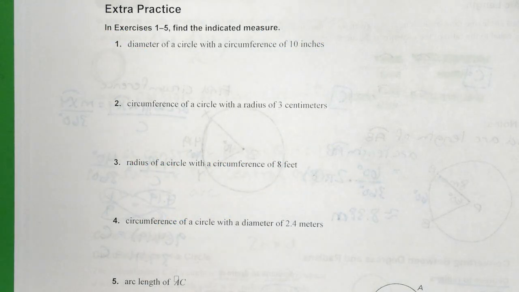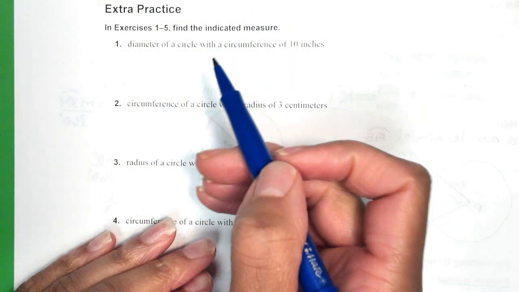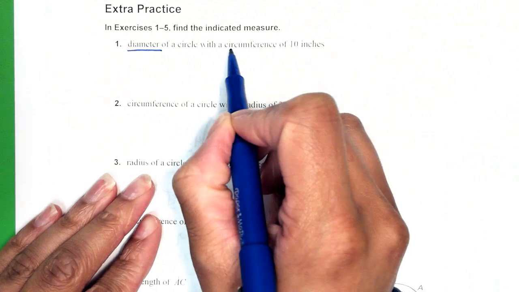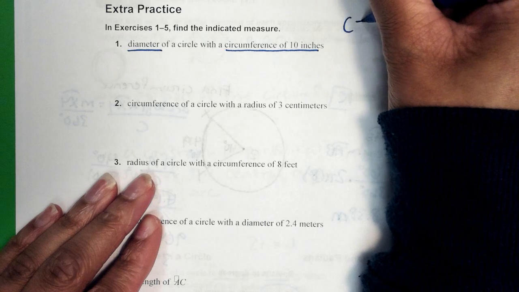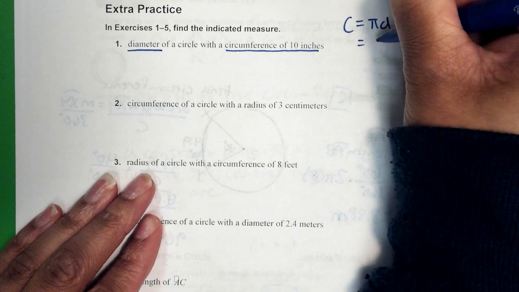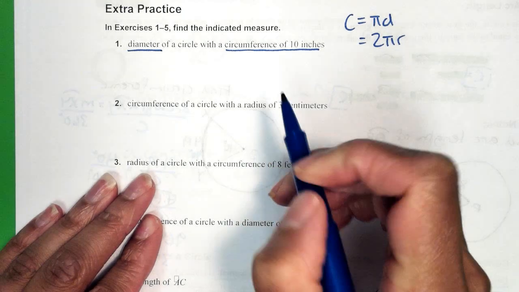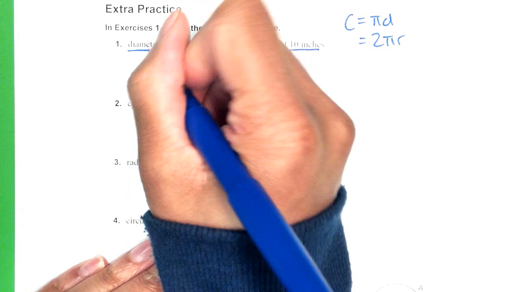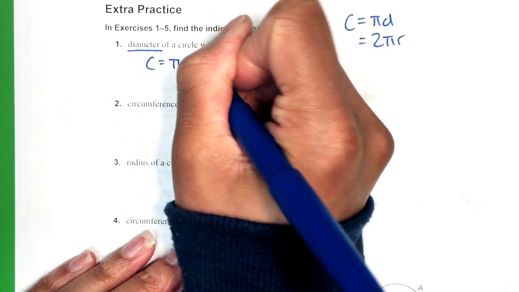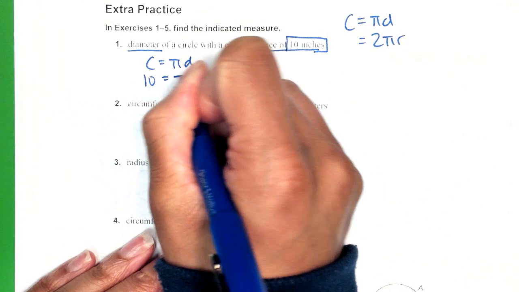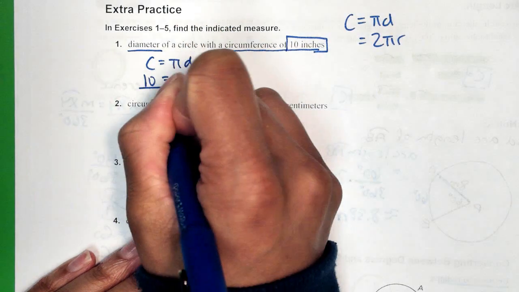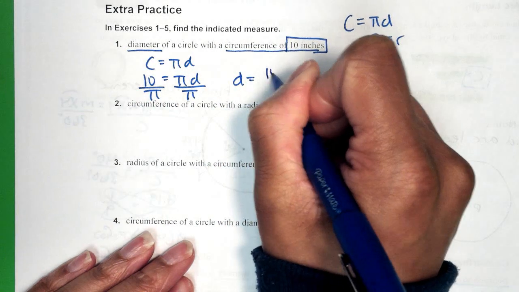Moving on to our next page, we have the extra practices, and we need to find the indicated measure, and this is where we're using circumference, or we're finding arc length. So this one is asking for the diameter with the circumference of 10 inches. So remember, our formula for circumference is C equals pi times the diameter, or 2 pi times the radius. Since this one's talking about diameter, I'm going to use the top one. So I have C equals pi times the diameter. And it already tells us that we have a circumference of 10 inches. So we have 10 equals pi times diameter. We're going to divide by pi. And so D would equal 10 over pi.